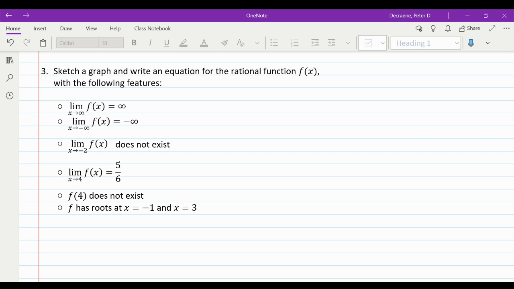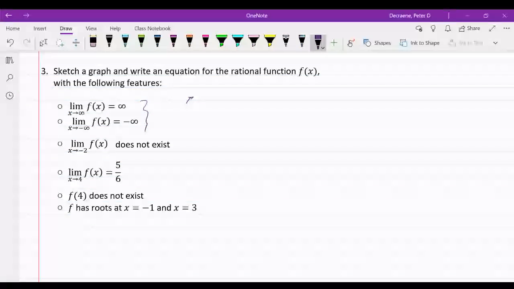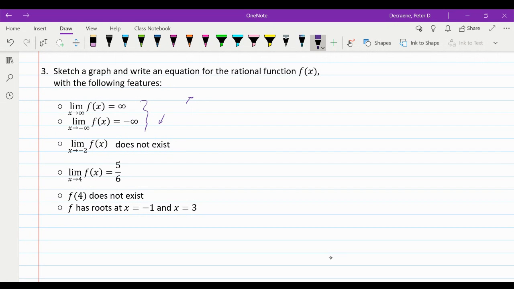Okay, so here's problem number 3. Let's talk about what's going on here. If the limit as we go to infinity and negative infinity is infinity and negative infinity, we know the end behavior has to go like this, which means that the numerator has to have a higher degree than the denominator by some odd number. So I really want something like an x squared over x function or something like that.